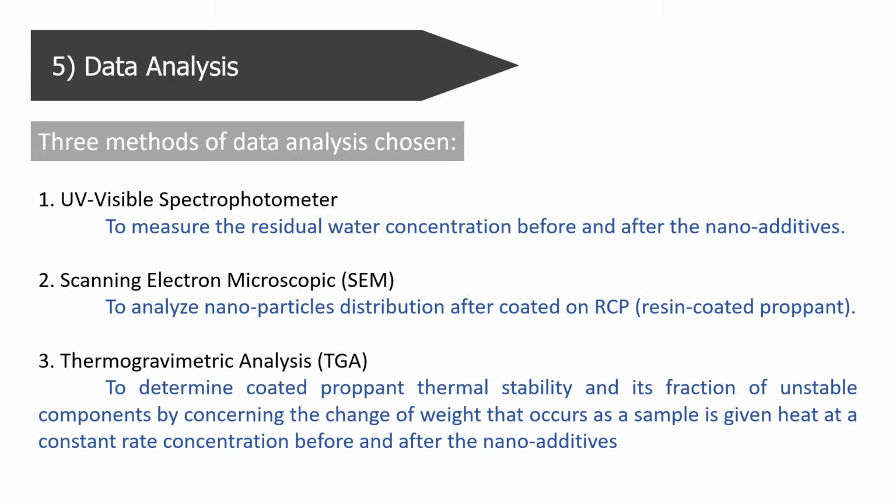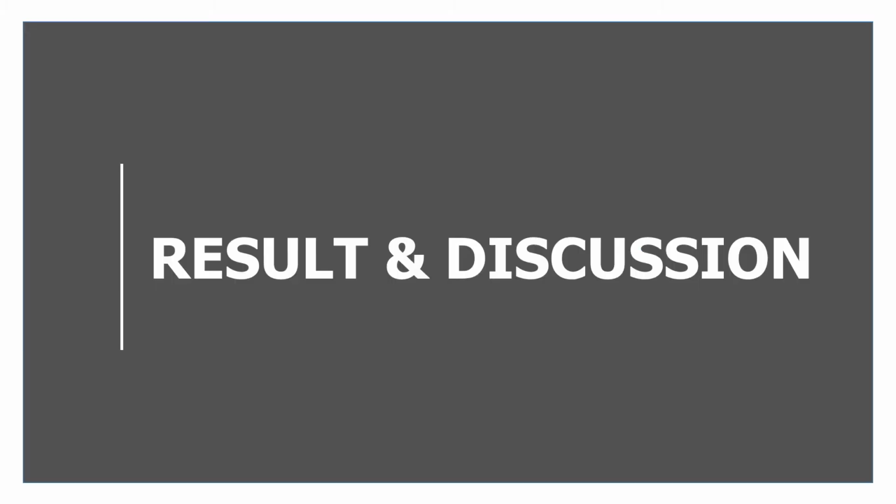And lastly, thermogravimetric analysis. This test and analysis is to determine the coated propane's thermal stability and its fraction of unstable components by measuring the change of weight that occurs as a sample is given heat at a constant concentration, before and after the nano additive. We will discuss clearly the results from the experiment executed, then the best outcome will be shown and the advantage of nano additive usage will be verified.